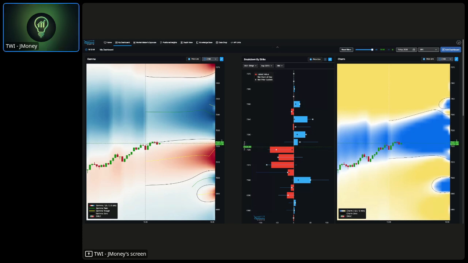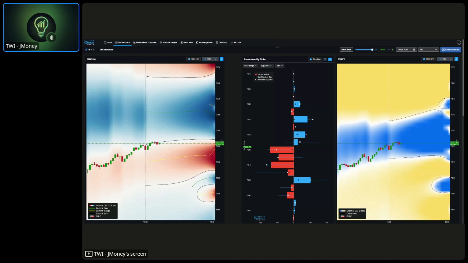And then if it's these positive blue nodes above us, it's a potential area where dealers may hedge by selling the underlying. And so the individual strike by strike breakdown gives us some potential areas to trade against, and can be used as support and resistance.